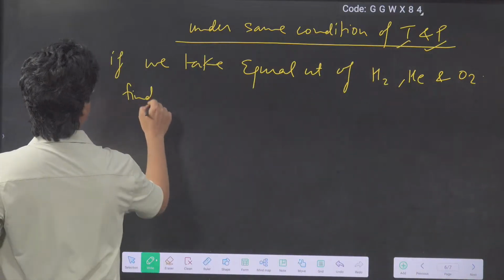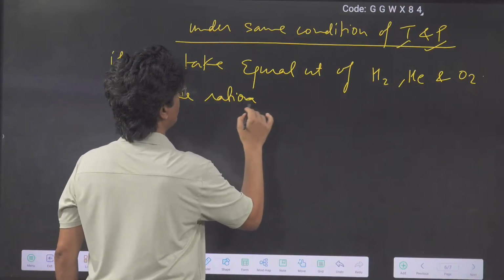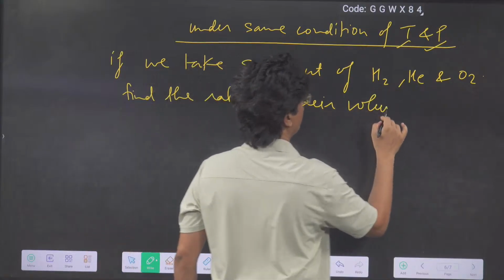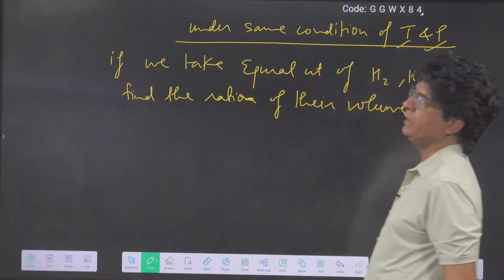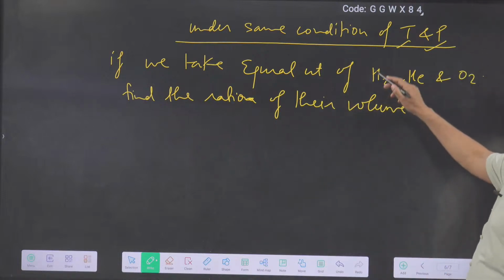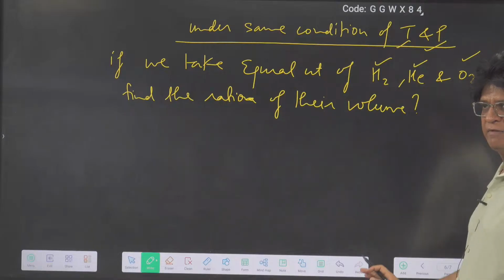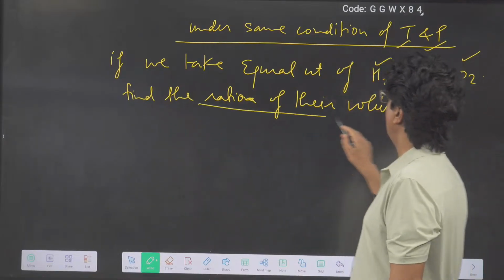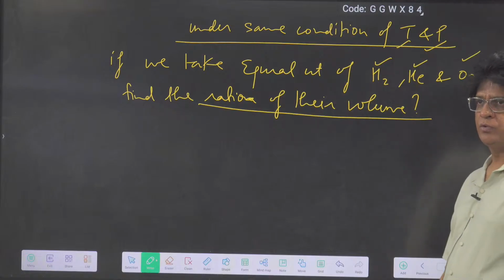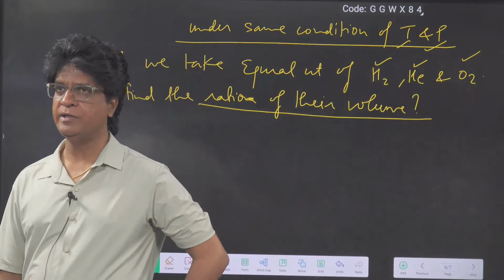find the ratio of their volume. Be careful regarding that. Be very careful. If we take equal weight of hydrogen, helium, and O2, respectively, find the ratio of their volume. Volume of hydrogen is to volume of helium is to volume of oxygen. How will you handle these kinds of questions?